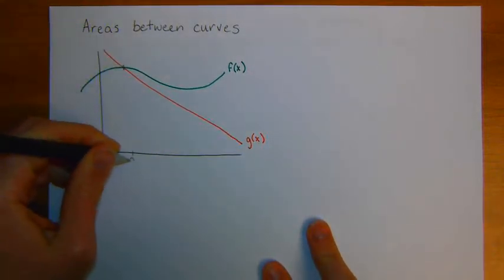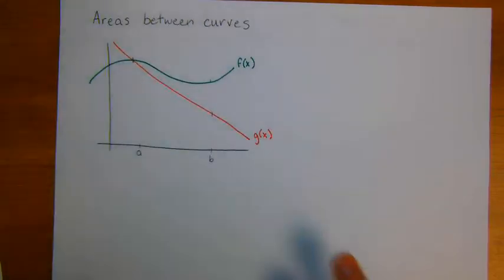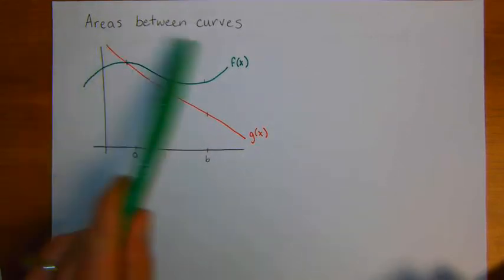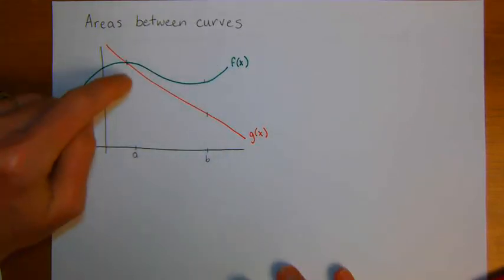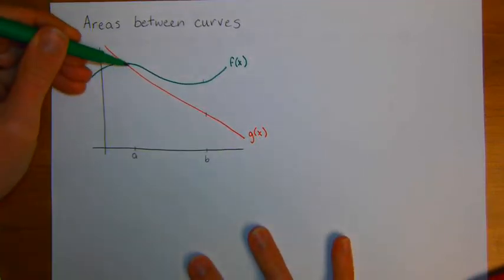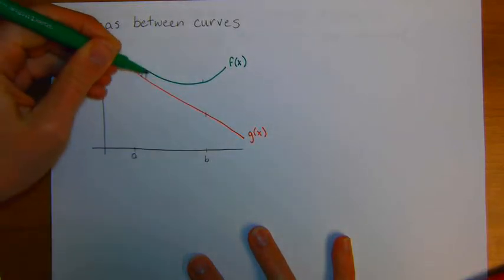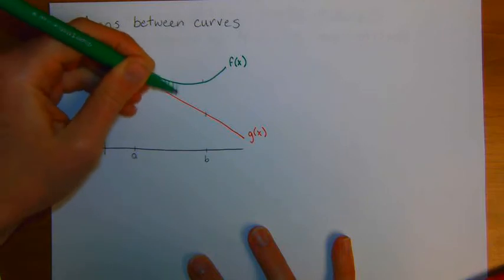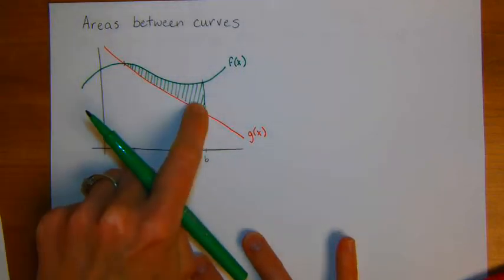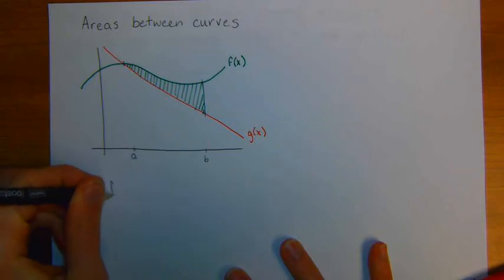So let's say that I'm looking as x goes from a to b. In this case, in order to find the area between these curves, really what we're doing is we're finding the area under the top curve, and then we're subtracting out the area under the bottom curve to get the difference of those two areas, which is going to be the area between the curves, being this.